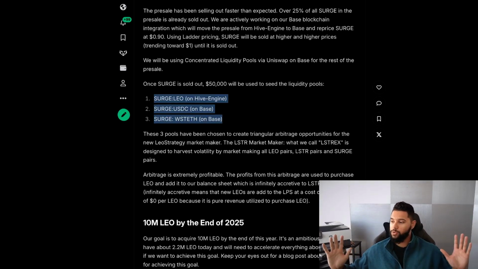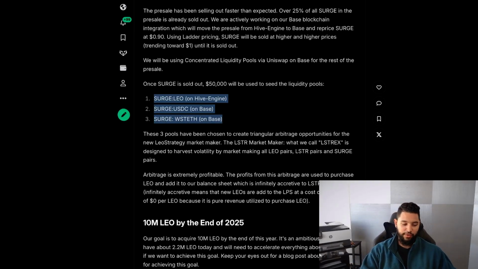So as long as you expect there to be volatility for crypto, not even for Surge, but just for crypto, then you can expect that the LeoStrategy market maker is going to harvest that volatility and turn it into arbitrage profits, and then use those profits to buy more Leo and increase their balance sheet. So this is a bet that there's going to be crypto volatility in the future, which I think if you've been in crypto for any measure of time, you would take that bet all day long. It's also a bet that there's going to be volatility in Surge and in LSTR and in LEO, because all 3 of those have volatility as well.